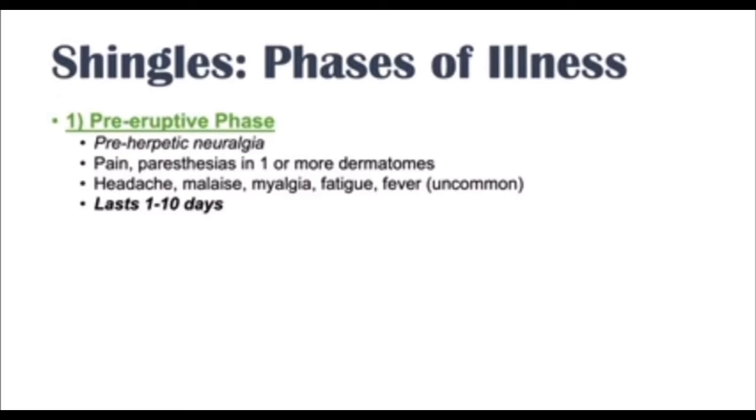So an individual might be complaining of pain in a certain area in their body, but there's no rash. They don't see anything yet. They just feel pain. They have some numbness, tingling sensations, and maybe some itching in that area, but that's very uncommon as well. The next phase of shingles is what we call the acute eruptive phase.